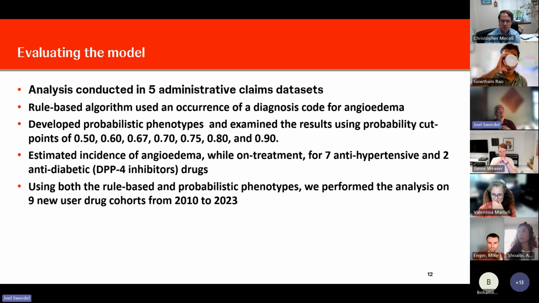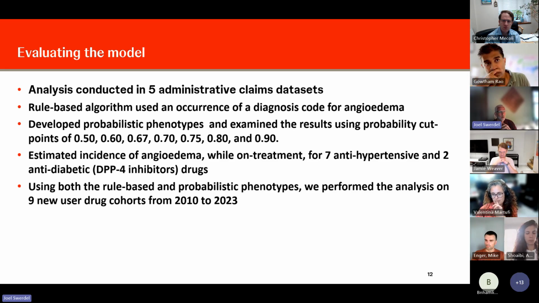So different cut points are when we want to say, based upon reaching a certain cut point, let's say 0.75, everybody who has a probability of 0.75 and above, we consider a case of angioedema. Everybody 0.74 and below, we consider not a case. So the question came in: if it's variable, what cut point are we going to use, how do we know which is the right one?